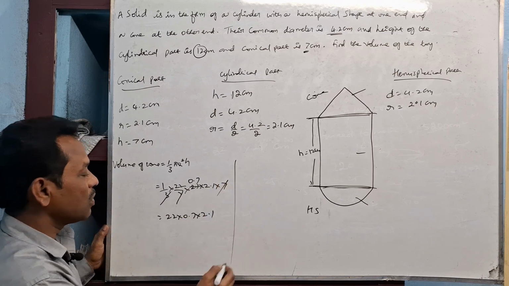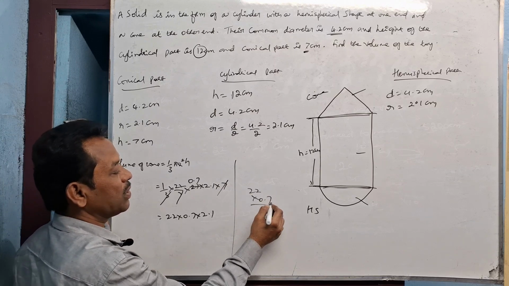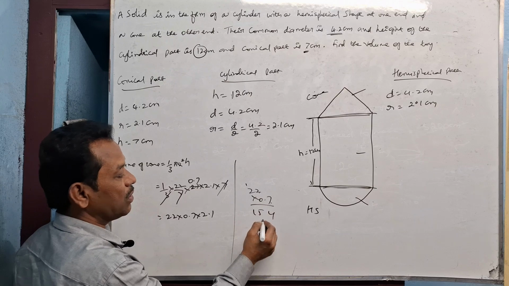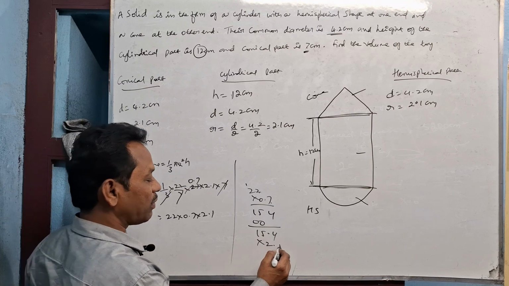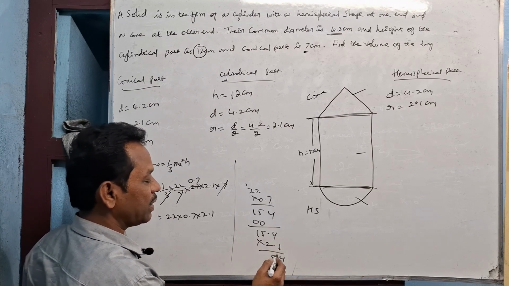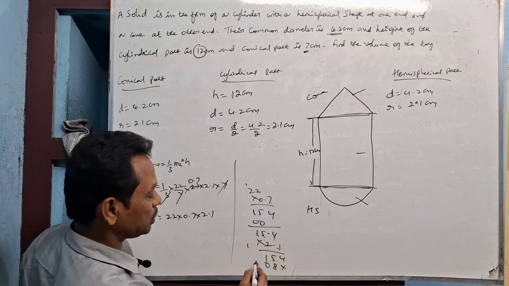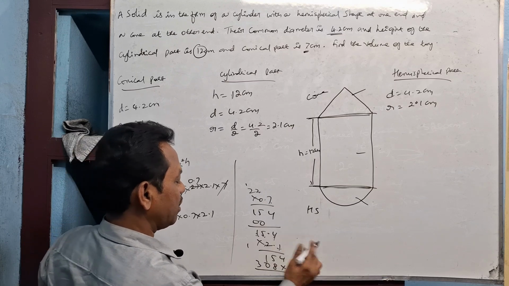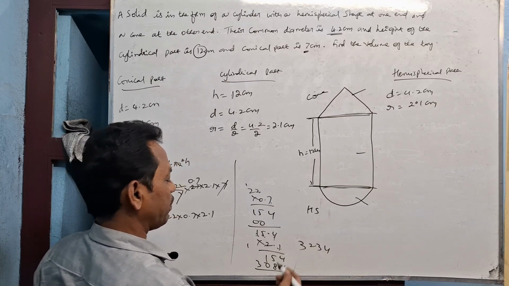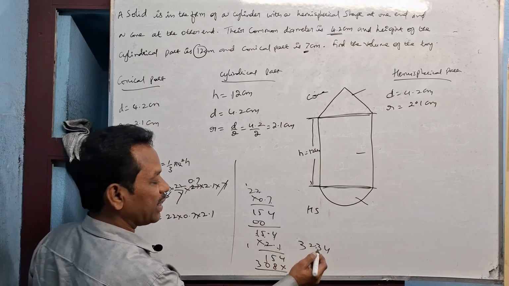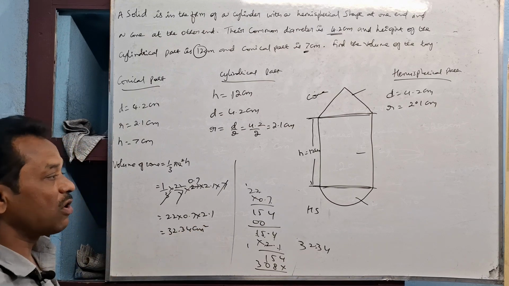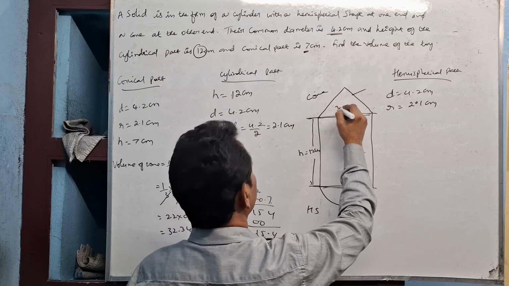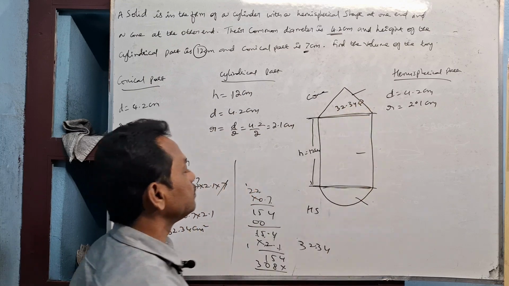Let me simplify. First, 22 into 0.7 gives 15.4. Now this is multiplied by 2.1, so we get 3234, and placing the decimal point, 32.34 centimeter cube. So this is the volume of this cone: 32.34 centimeter cube.